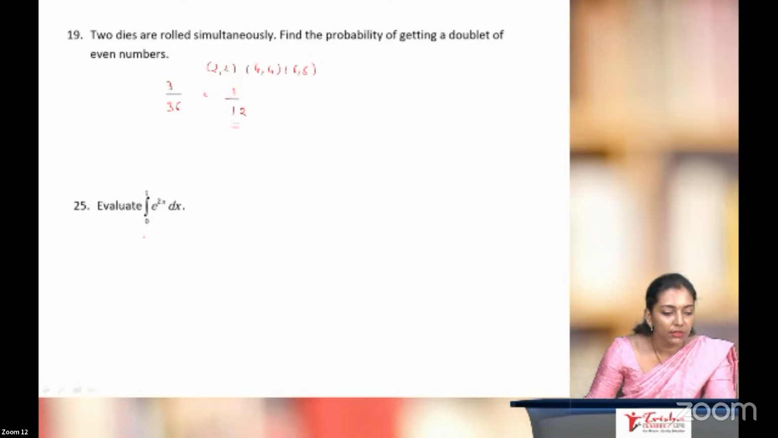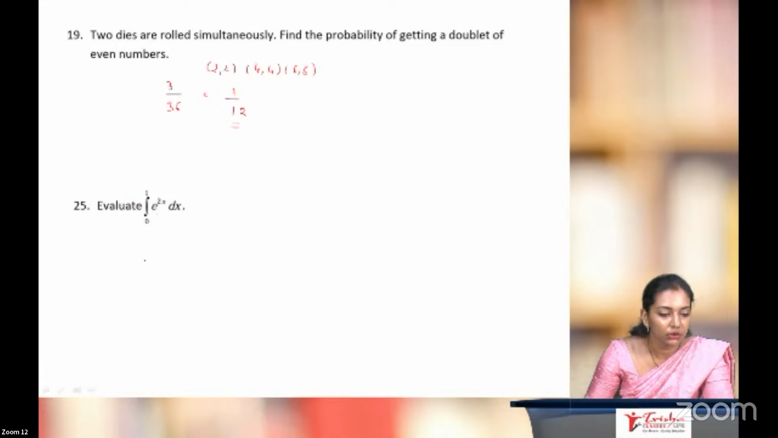So next, evaluate the integral from 0 to 1 of e to the power 2x. Again, see if you can observe here, these are simple integral problems, either definite or indefinite. You can expect 1 to 2 marks questions, more of 2 marks questions, and also 3 marks questions.